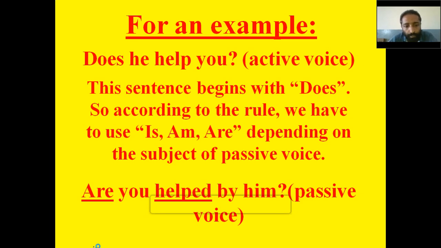So remember, other changes are remaining the same. Subject becomes the object. Object becomes the subject. Past participle of the verb, use of by. Since the sentence begins with does, we are using the word is, are. So depending on the subject, here it is you, so we have used the word are. Are you helped by him? I hope you have understood the first one. Now moving on to the next one.